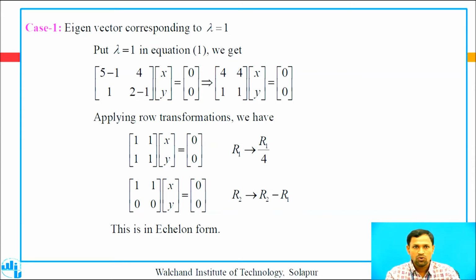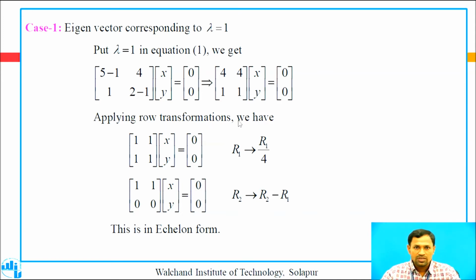For this, put lambda equal to 1 in equation number 1. We get the first row 5 minus 1, 4, second row 1, 2 minus 1, into column matrix x y equal to column matrix 0 0. This implies the first row is 4 4, second row is 1 1, into column matrix x y equal to column matrix 0 0.